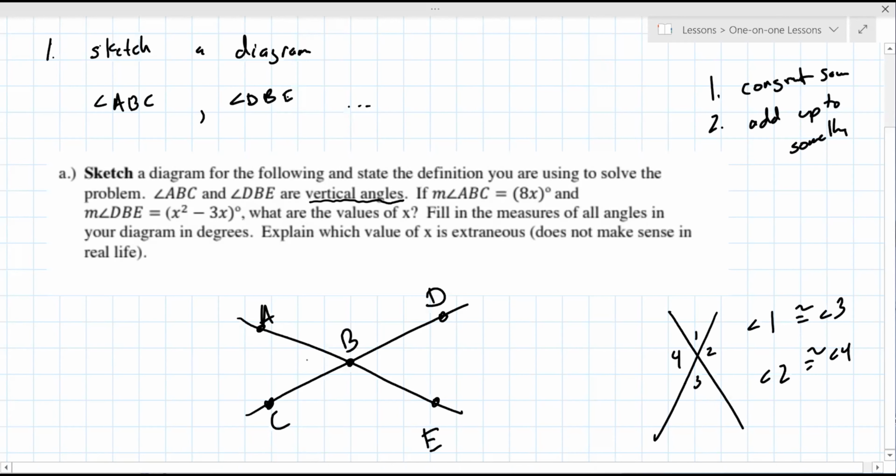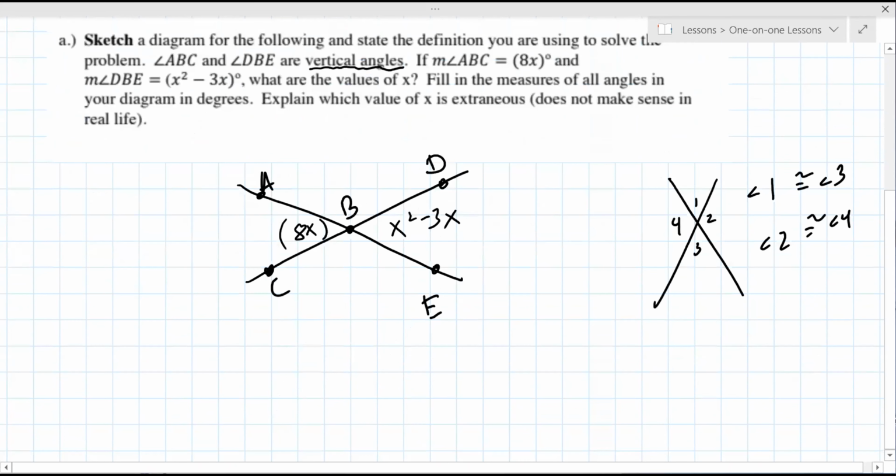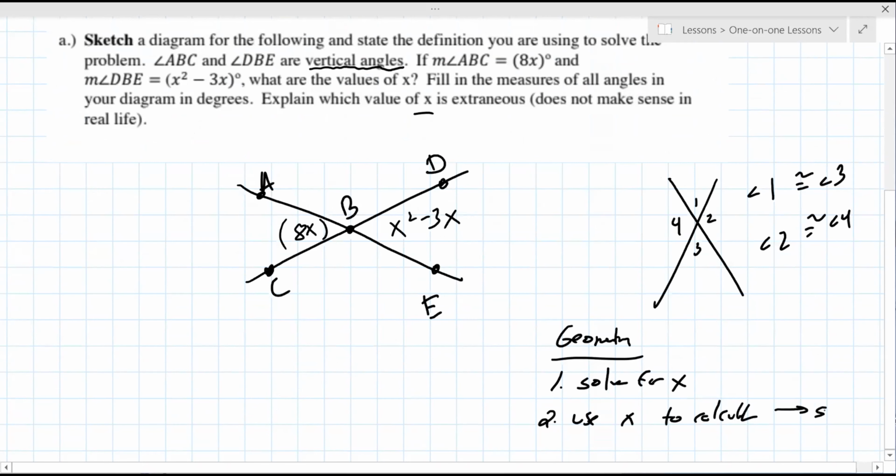So ABC is 8x. This is 8x degrees in here. And DBE is x squared minus 3x. Now, just some aside information that's very helpful in geometry. You have to be careful because they sometimes ask you to solve for x, which they're doing here. Sometimes they're asking you to use x to calculate something, like maybe it's a side, maybe it's an angle. Yeah, we've had that.